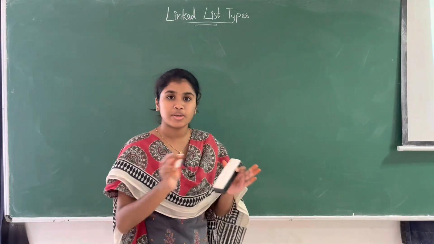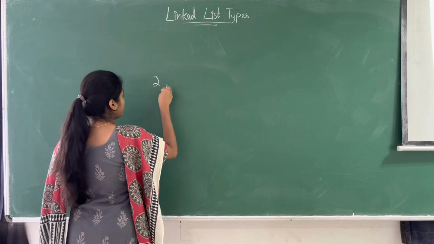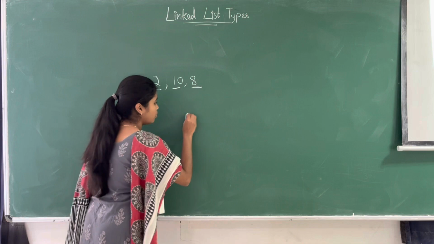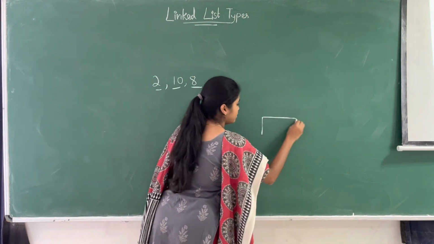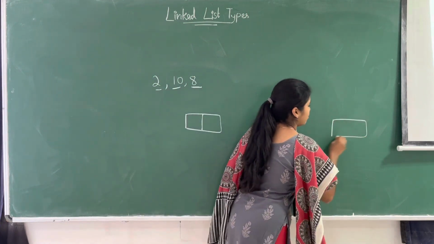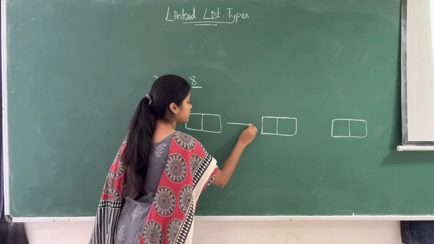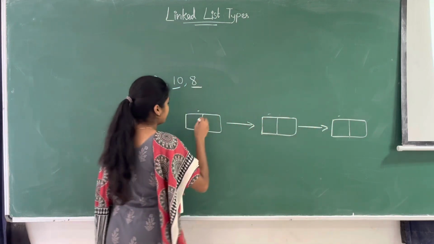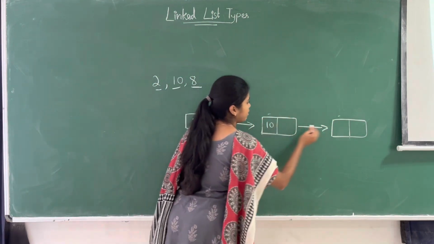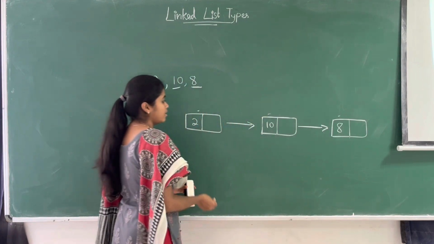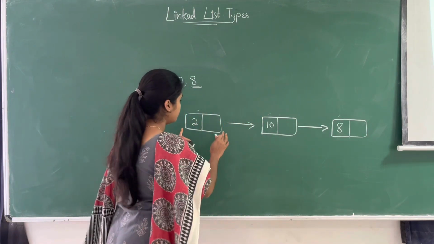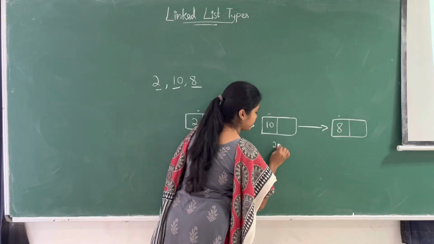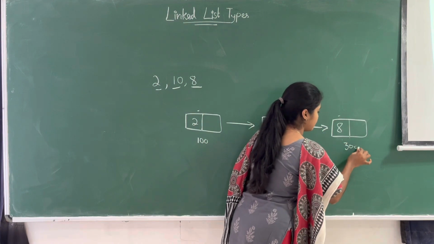Now we will insert a sequence of elements 2, 10, 8. There are 3 elements, so we are creating 3 nodes. These nodes will be linearly linked. In the data part of the nodes, insert these elements 2, 10, 8. For our convenience, let us consider the address of this node to be 100, this to be 200, and the address of this node to be 300.